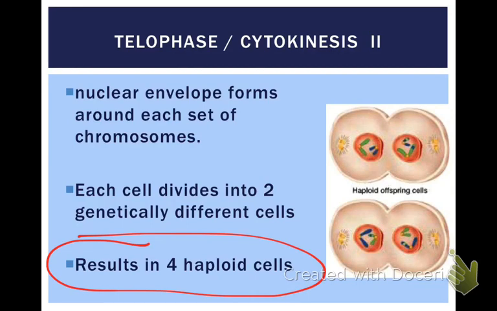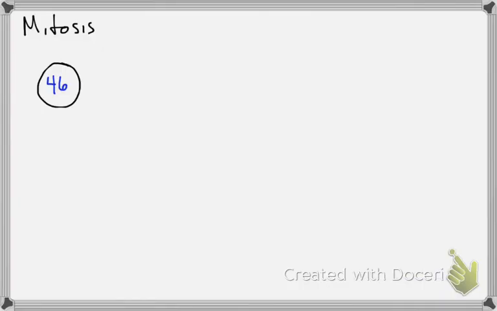None of the cells are going to be identical because of crossing over, and that's what gives us our genetic diversity. That is what makes meiosis unique, and that's the purpose of meiosis. The purpose of meiosis is just to make sex cells or gametes that are genetically different, so that we can have genetic diversity in any population that we're talking about. Again, diversity is very important to any organism and for its survival.